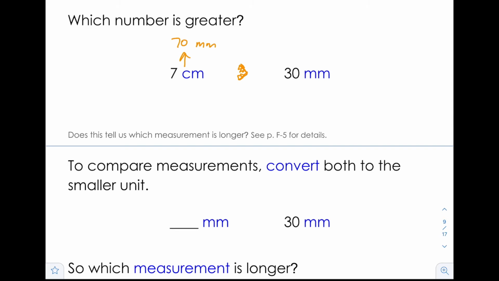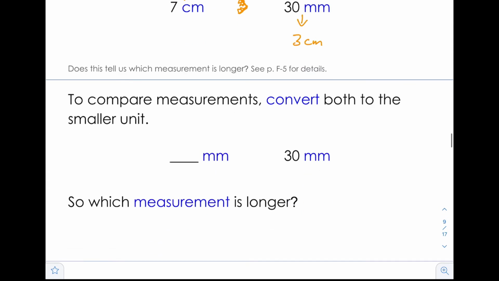Okay, if we were going to do it the other way, we want to convert 30 into centimeters. Instead of multiplying by 10, we're dividing by 10. So 30 millimeters is the same as 3 centimeters. And again, 7 centimeters is greater than 3 centimeters.